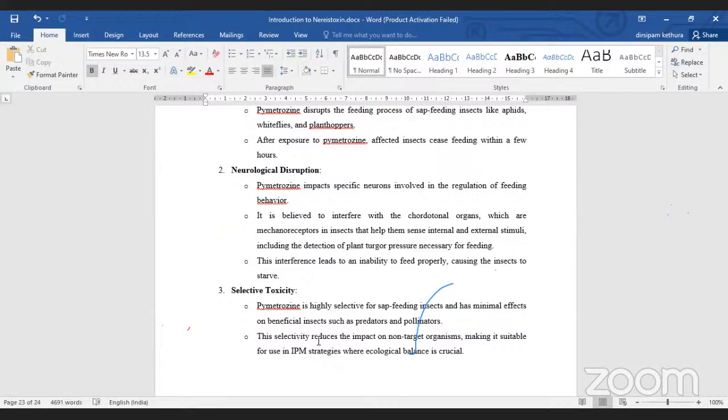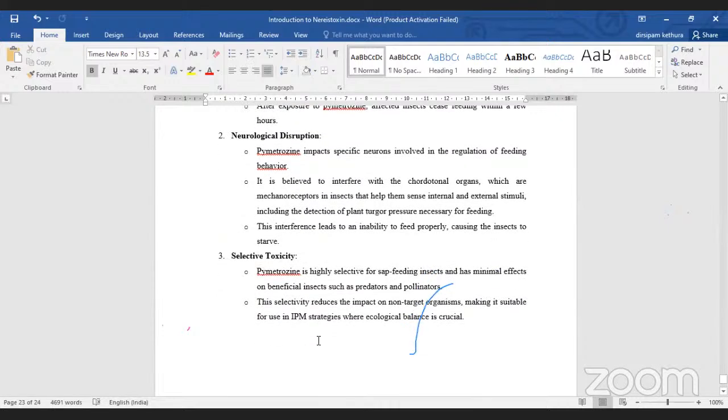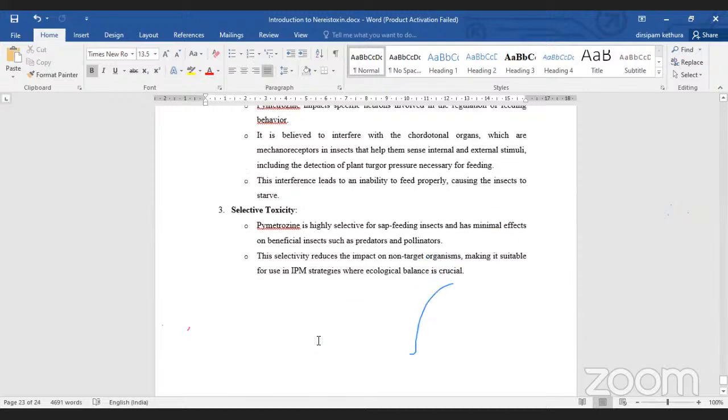It is believed to interfere with the chordotonal organs, which are mechanoreceptors in insects, which help them sense internal and external stimuli, including the detection of plant turgor pressure necessary for feeding. This interference leads to an inability to feed properly, causing the insects to starve. That's how it leads to the death of the insects by ceasing its feeding.